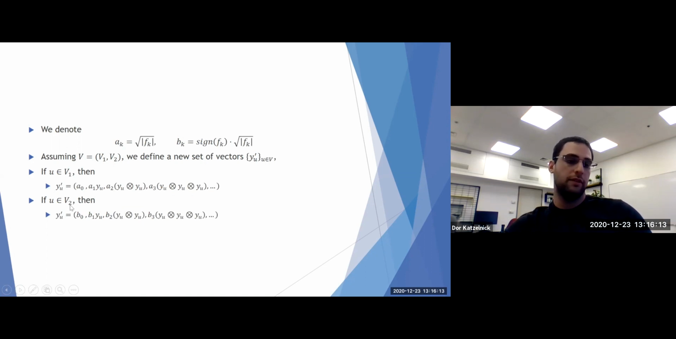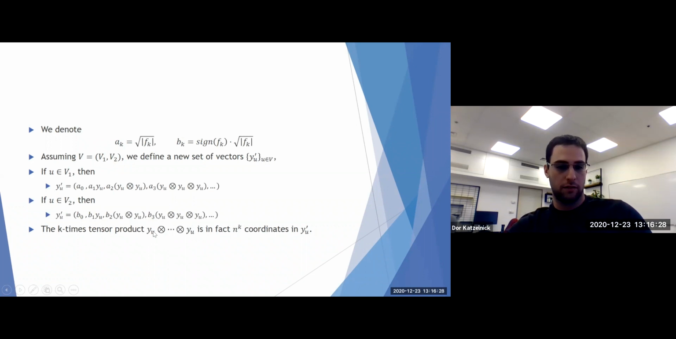And if u is in V2, then we define this vector, but instead of the a's, we have the b values. Again, the k-times tensor product of y_u with itself is in fact n to the power of k coordinates in these new vectors. So now we're going to look at the inner product between this set of vectors, and we're going to show that they will be equal exactly to the entries in the new matrix.